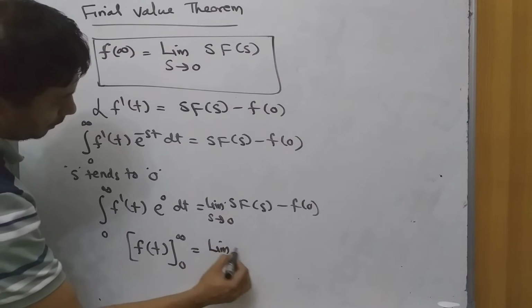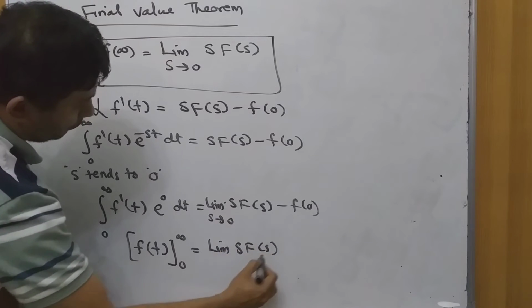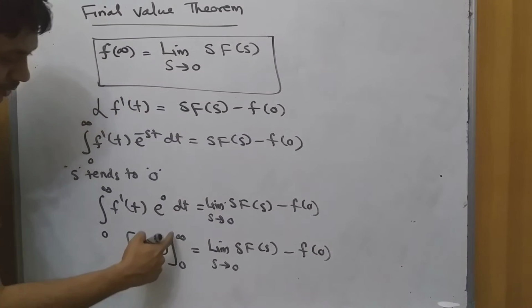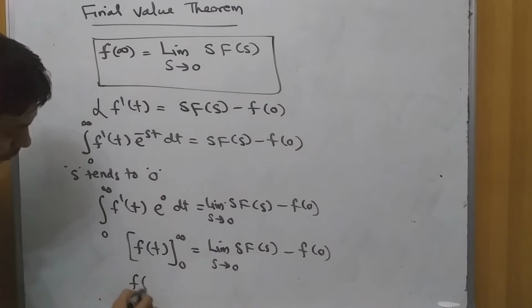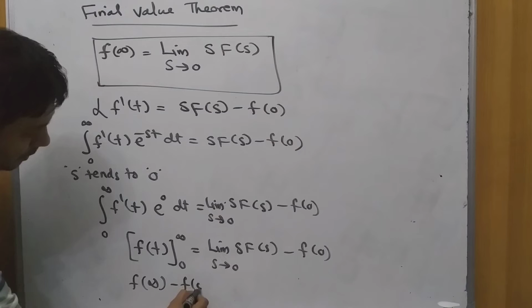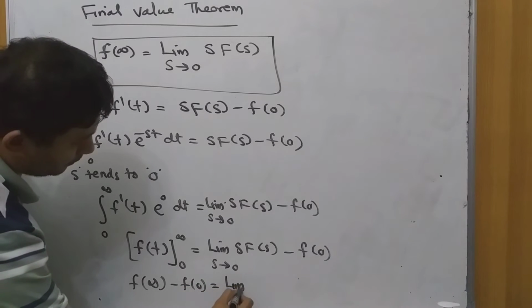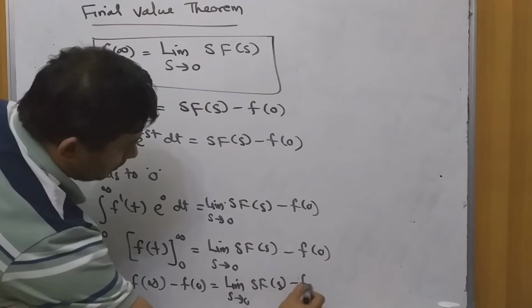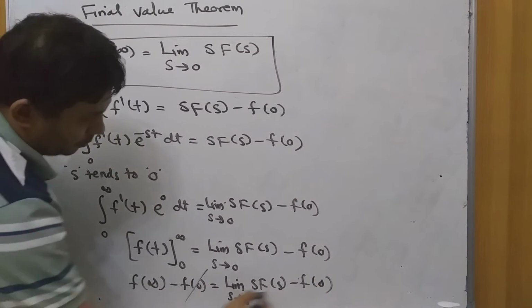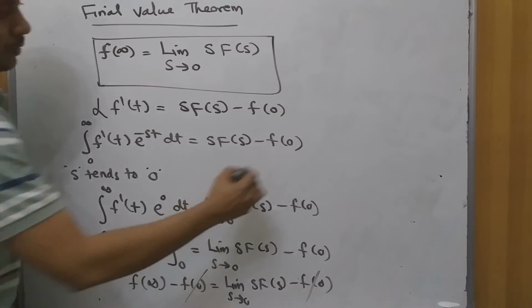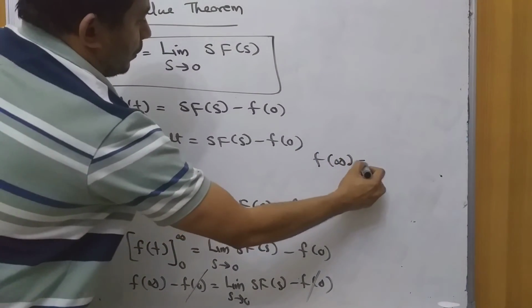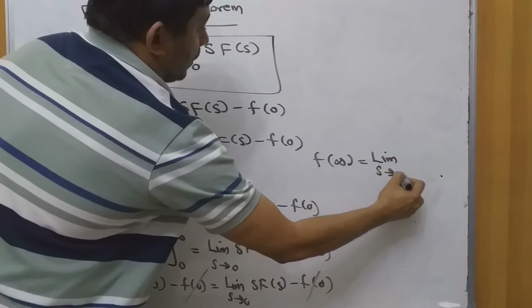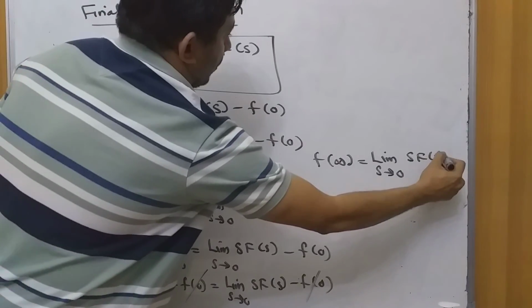That will equal limit s tends to 0 of s into F of s minus f of 0. If we substitute the upper and lower limit, we will have f of infinity minus f of 0 is equal to limit s tends to 0 of s into F of s minus f of 0. So these two terms cancel. Then we will have the equation f of infinity, which is the final value, is equal to limit s tends to 0 of s into F of s.